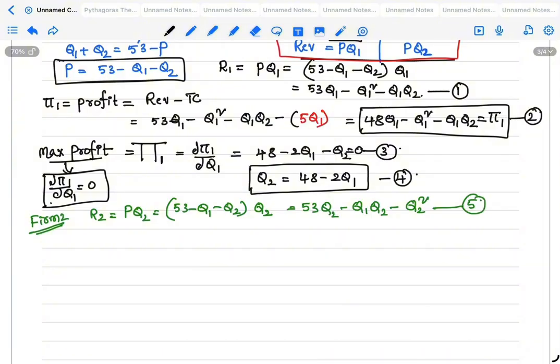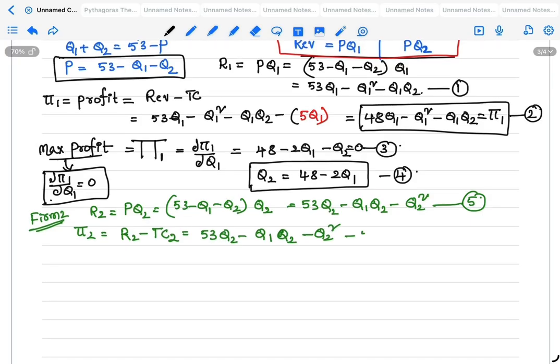Okay, so we find the pi 2. Pi 2 equals R2 minus total cost of the firm 2. So R2 equals 53 Q2 minus Q1 Q2 minus Q2 square. So this value equals 48 Q2 minus Q1 Q2 minus Q2 square. Sixth equation.